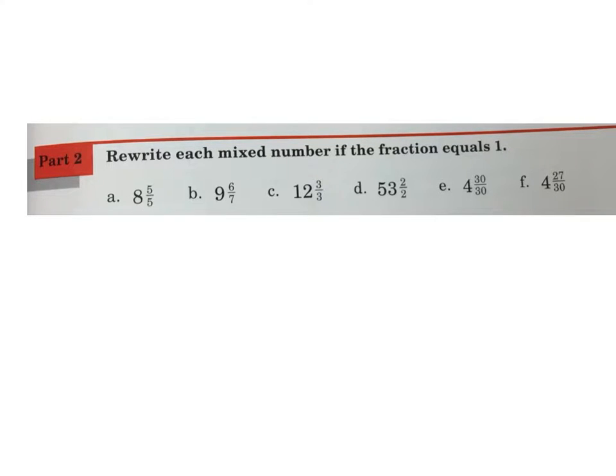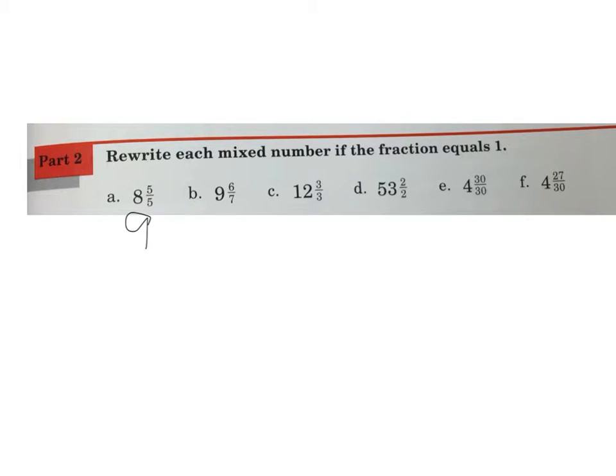So here's part 2 in your textbook. So all of these are mixed numbers. If we look at A, we see that we have 8 and 5/5. And since I know that 5/5 is equal to 1, I know that really what's here is 8 and 1. So that means that really I could just write this as the number 9. So what you're going to do is you're going to go through each of these and you're going to rewrite them only if the fraction equals 1.